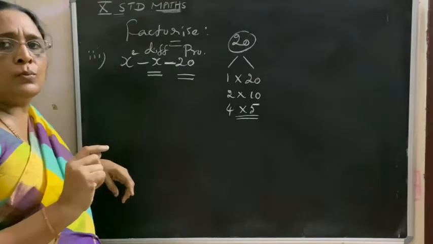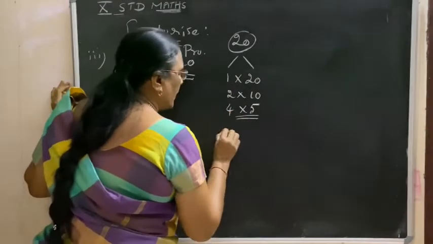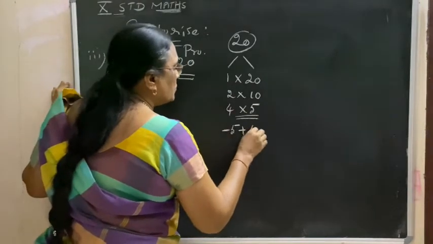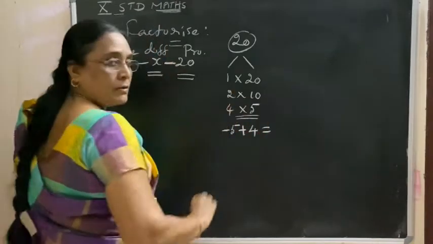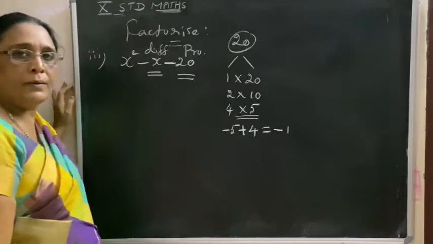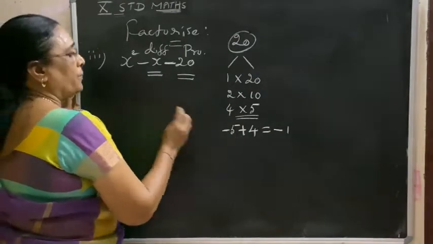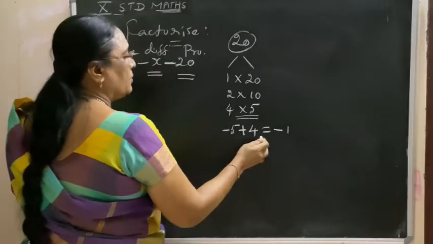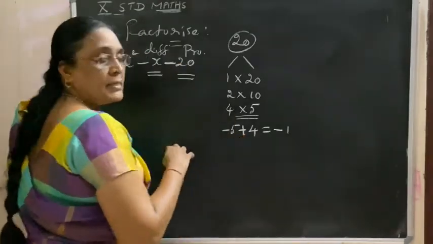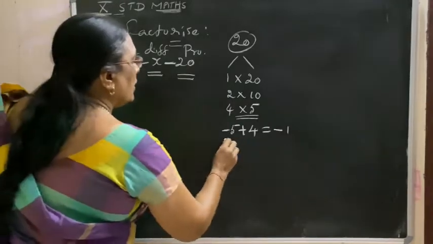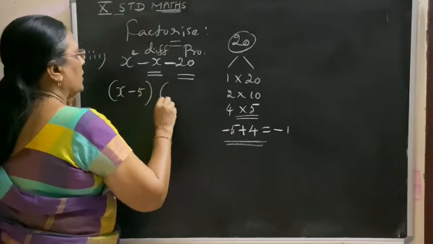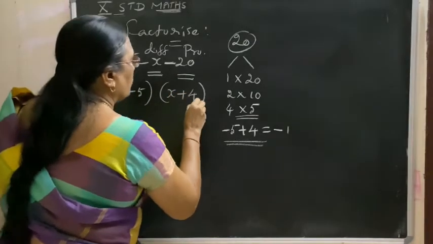How to get the minus 1? You have to put minus for the greater number and plus for the smaller one. Now see that? Minus 5 plus 4. Then I will get the answer minus 1. Right? Now, can we write this? If you multiply these two, you will get minus 20 definitely. Because minus into plus minus, 5 4s are 20. Right? Now the factors are x minus 5 and x plus 4.